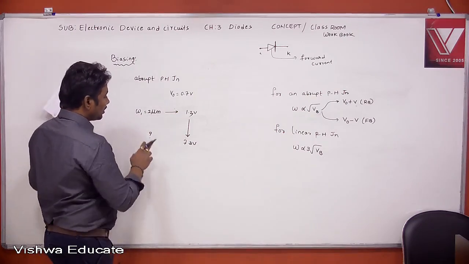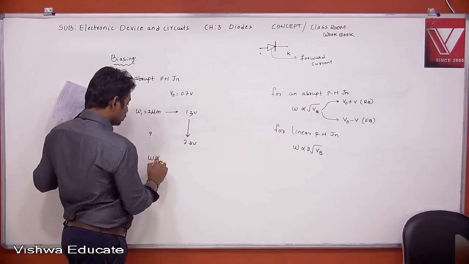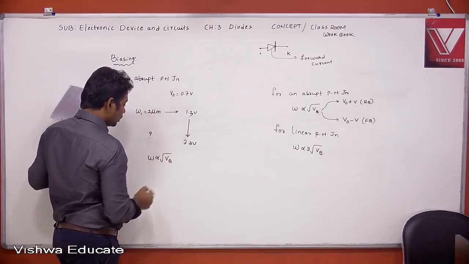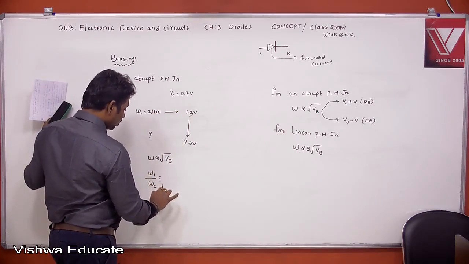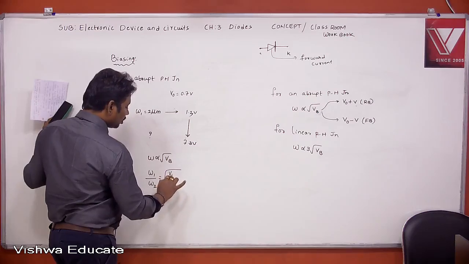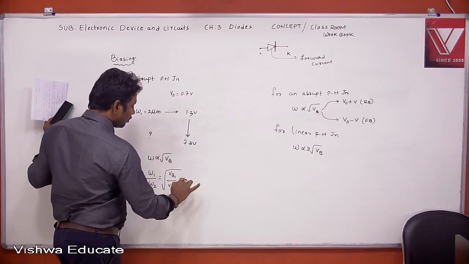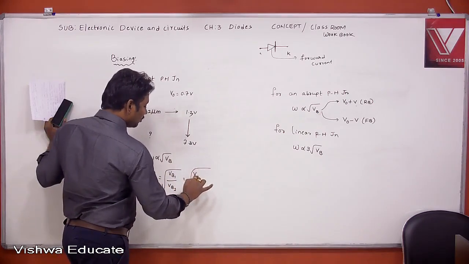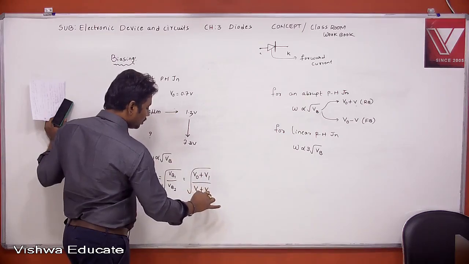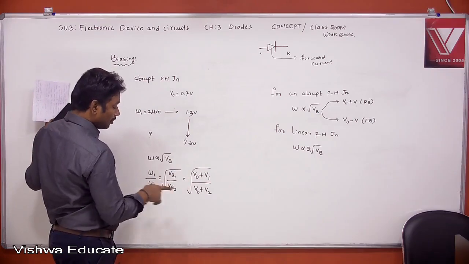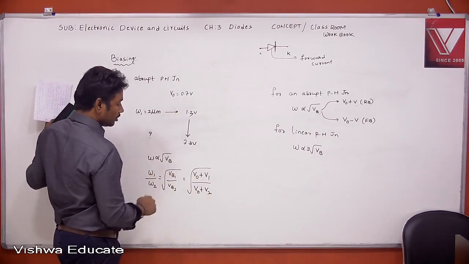What is the relation between width and voltage? W is proportional to the square root of VB in case of abrupt junction. Now this can be written as W1 by W2 is equal to square root of VB1 by VB2, where VB1 is V0 plus V1 and VB2 is V0 plus V2 in reverse bias condition. For example, if it is forward bias, it will become V0 minus V.